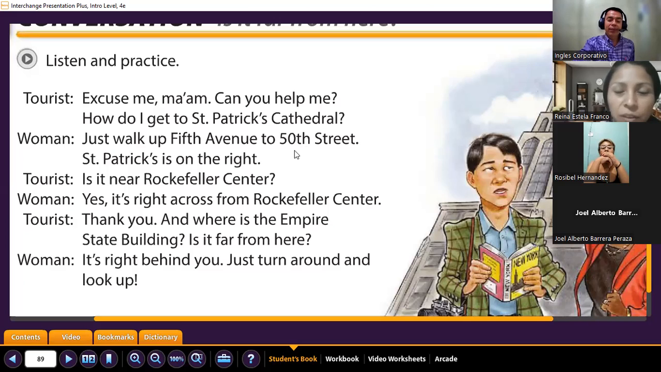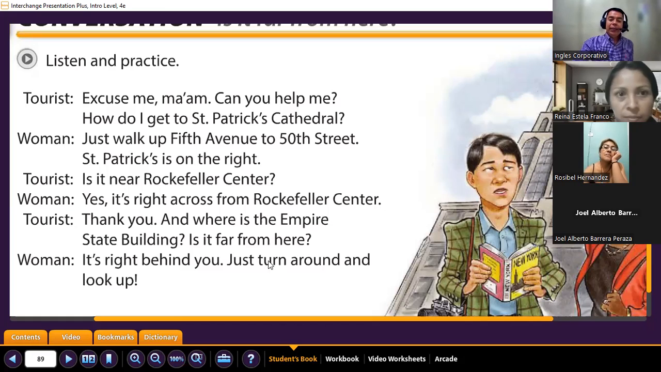50th Street. St. Patrick's is on the right. Is it near Rockefeller Center? Yes, it's right across from the Rockefeller Center. Thank you. And where is the Empire State Building? Is it far from here? It's right behind you. Just turn around and look up. Thank you. Thank you very much.